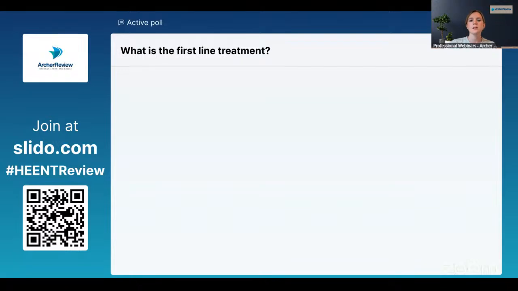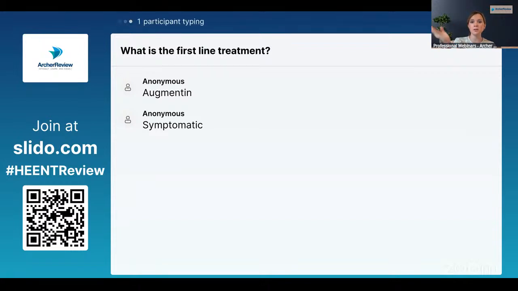And we're going to go ahead and say this is bacterial sinusitis. Symptomatic. Okay, so you're right. You're not wrong. If it's a viral sinusitis, symptomatic treatment is totally fine. If it's bacterial, though, you got it. It is Augmentin. And Augmentin is a better choice over just plain amoxicillin, just because that beta-lactam ring really helps the medication penetrate the bony sinuses better.